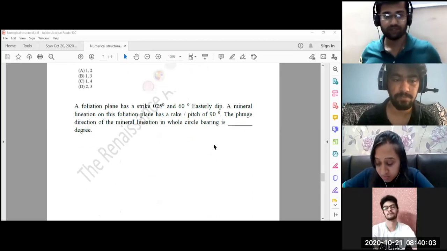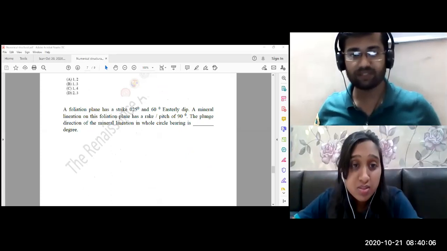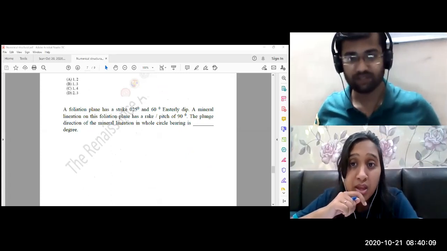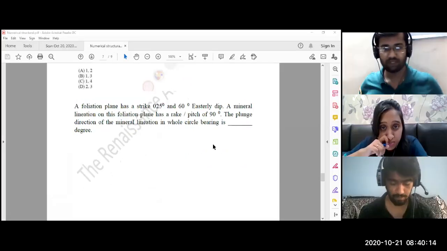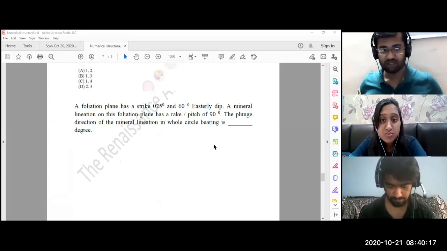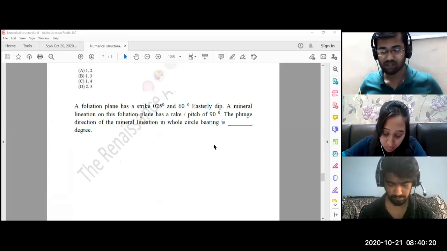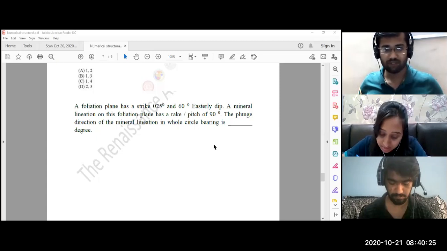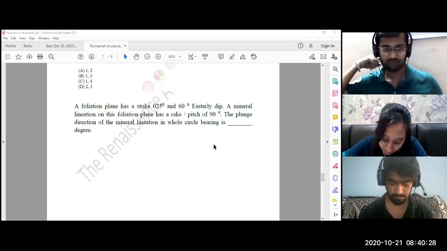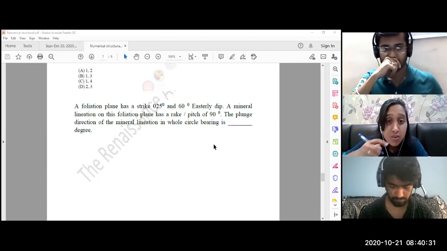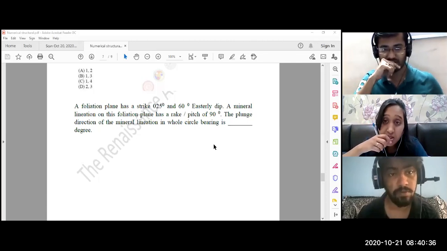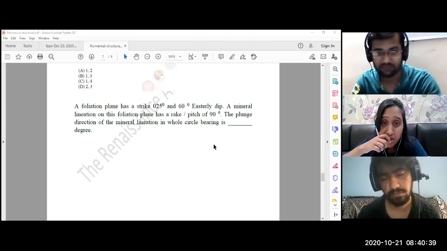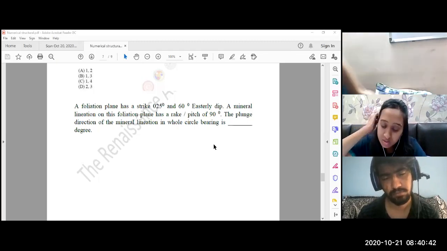Okay, again a favorite. A foliation plane has a strike of 25 degrees and a dip of 60 degrees. A mineral lineation on the foliation plane has a rake or pitch of 90 degrees. The plunge direction of the mineral lineation in whole circle bearing is. Try to solve this.